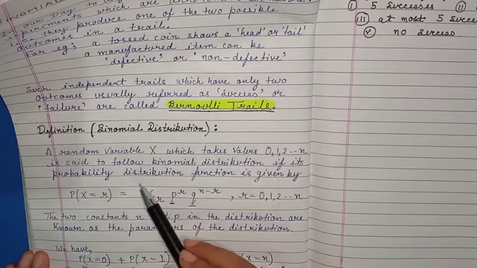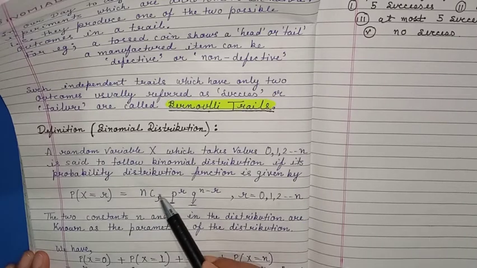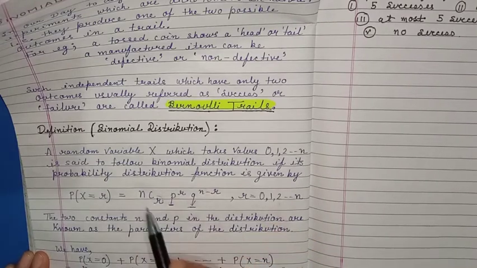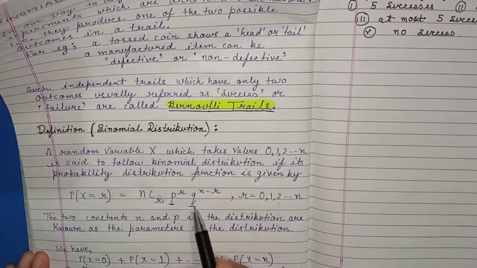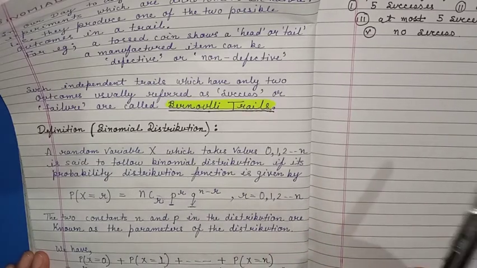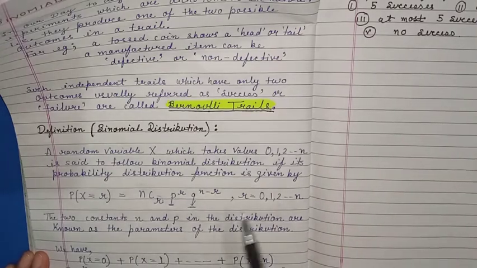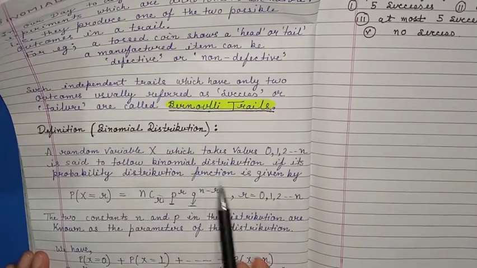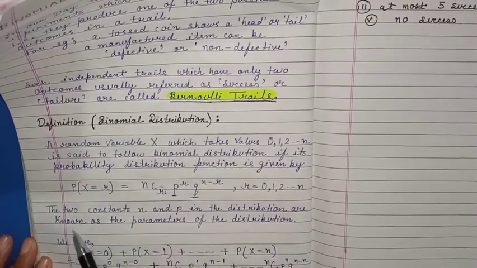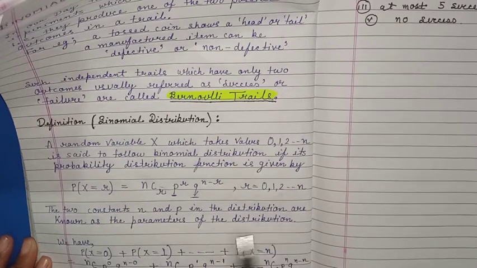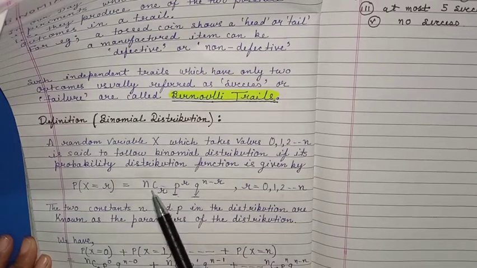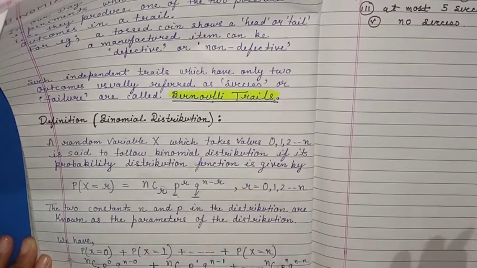Here n is the total number of trials, and r is the number of successes. With one example you will understand this formula more properly. For now, just remember the formula nCr p^r q^(n-r). After this we will do one question in which you will see what this formula tells. The two constants n and p in the distribution are known as the parameters of the distribution, because if you know these two things, you can solve any kind of binomial distribution.